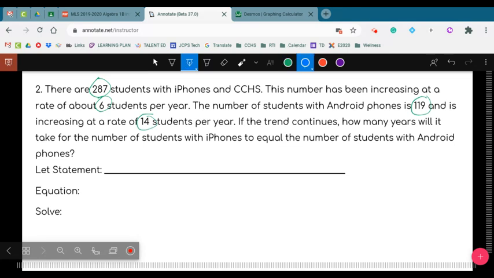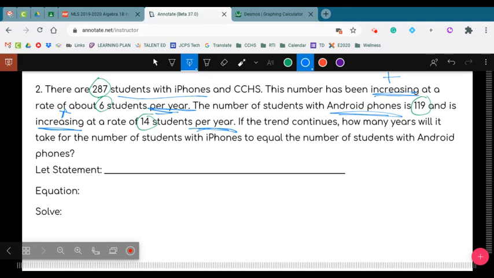Then we're going to underline our keywords. So 287 students with iPhones, and it's increasing. If it's increasing, we're going to be adding 6 students per year. That's a keyword. And we have 119 with Android phones, and it's increasing also, so it's going to be plus 14 students per year.